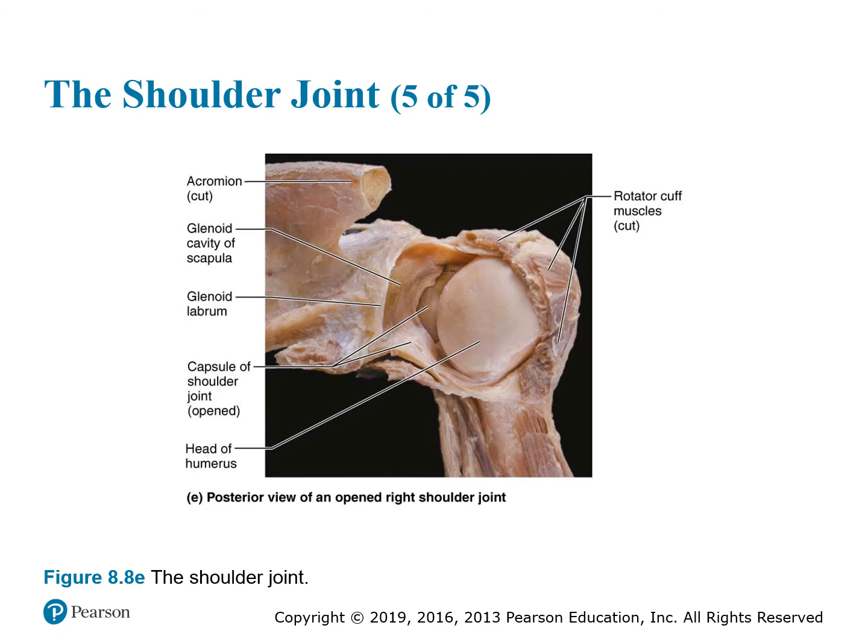Here's a posterior view of an open right shoulder joint. And here we have the rotator cuff muscles that are cut away, and the glenoid cavity of the scapula, the glenoid labrum, the head of the humerus, and the capsule of the shoulder joint, which is opened up.